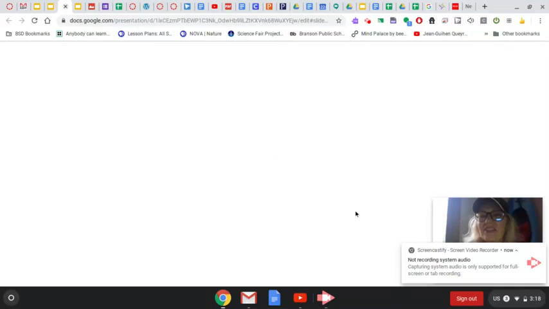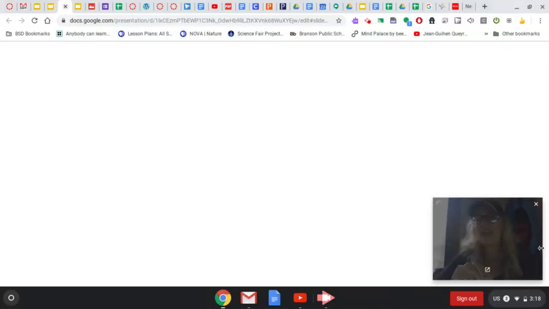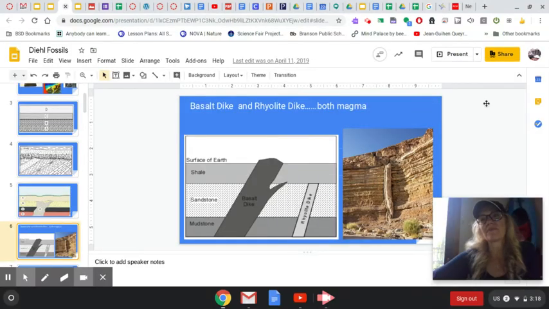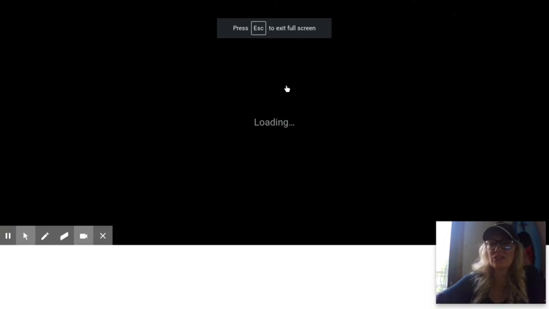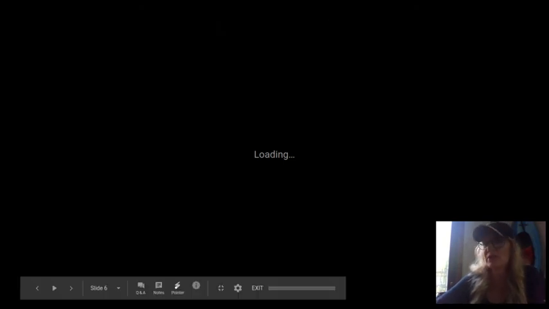Hi. Today we are learning about the age of the Earth and the layers of the Earth. So the first thing that I want to show you when we look at layers of the Earth is to understand what is the oldest and what is the newest.